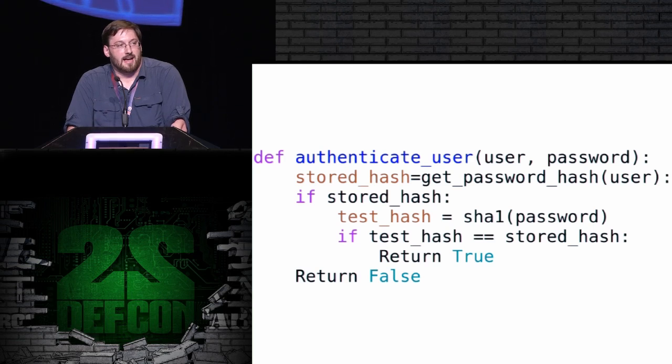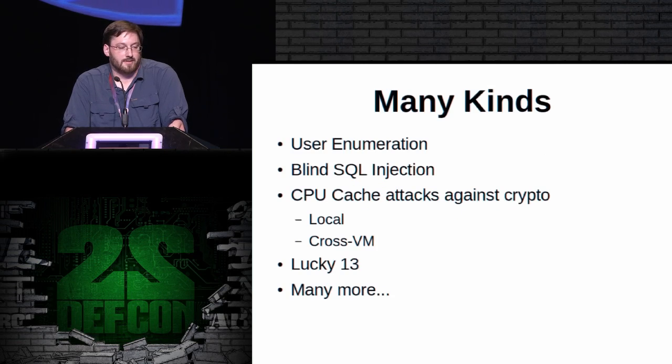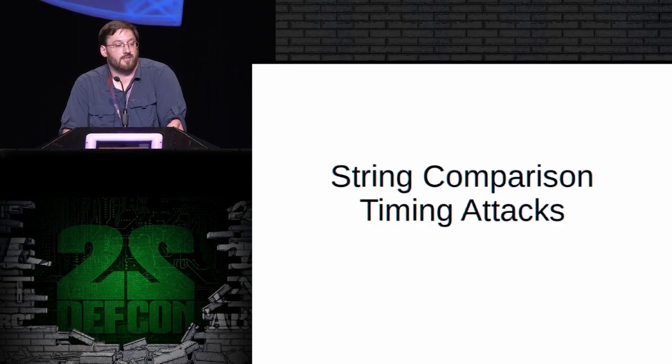I know there are issues with this, but this is sort of the basic workflow. The obvious timing attack here is that if the user doesn't exist in the database, this will take a lot less time to run. So an attacker can use this kind of workflow to guess a bunch of users in the database, and use that to accelerate their attacks. That's not the kind of timing attack we're talking about today, and there are lots of other kinds as well. You've got blind SQL injection, you've got CPU cache timing attacks. What we're talking about today is string comparison timing attacks.